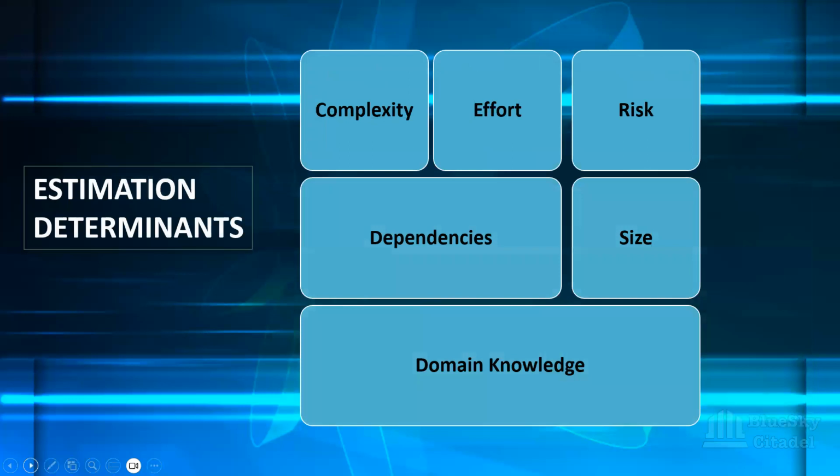Okay, so we want to look at estimation determinants. What determines the number that you pick? What are those factors that influence the number that team members pick when they are doing their estimation? You have complexity, effort, risk, dependencies, size, and then domain knowledge also. These are roughly the main things that affect the numbers that the person doing the estimation needs to consider before they pick the number. And like I said, they influence the story points that a person is picking for the estimation. So we're just going to look at them quickly, one after the other.